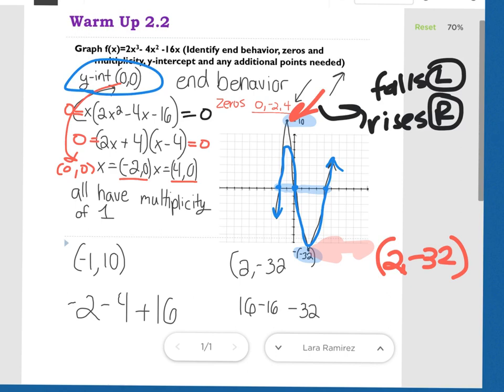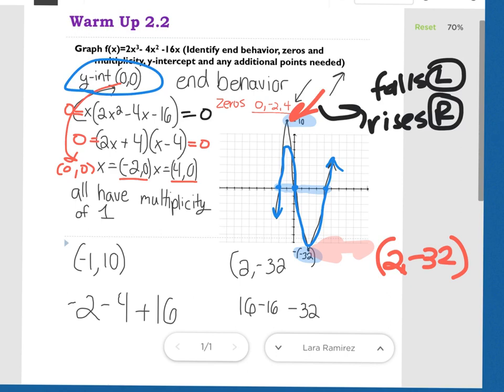Alex? How do you know if it touches or if it goes? If it's an odd multiplicity or even multiplicity. So if your root occurs an odd number of times, if you have an x that repeats but it's odd, then it crosses through. If you have an x that repeats but it's an even number of times it repeats, so it's 2 times or 4 times or 6 times, it bounces.